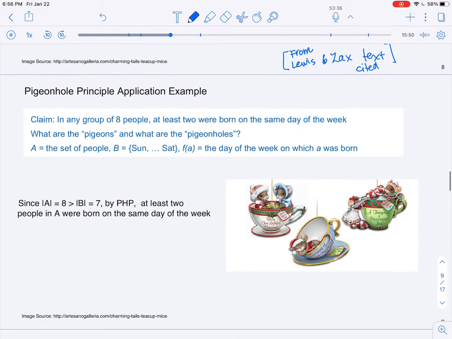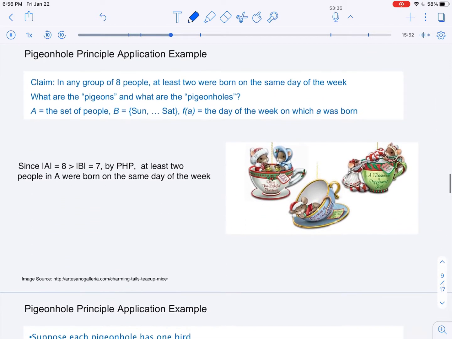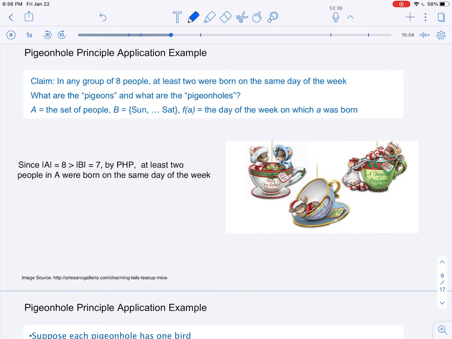So the first claim is that in any group of 8 people, at least 2 were born on the same day of the week. Whenever we want to apply the pigeonhole principle, we have to think about what our pigeons and what our holes are. In this example, our pigeons, our set A, is the set of 8 people, and our holes are going to be the days of the week.